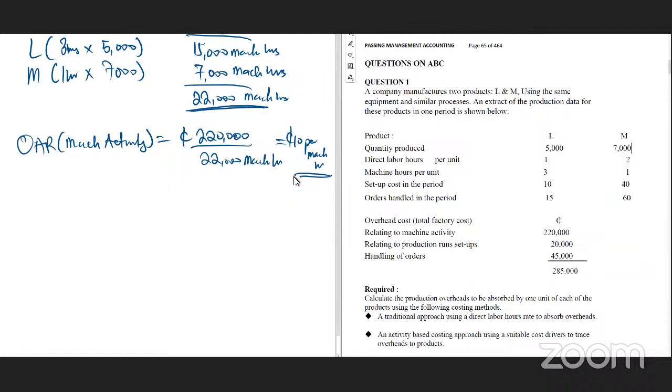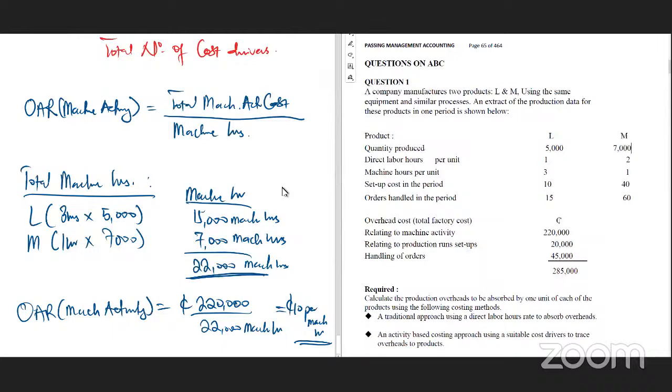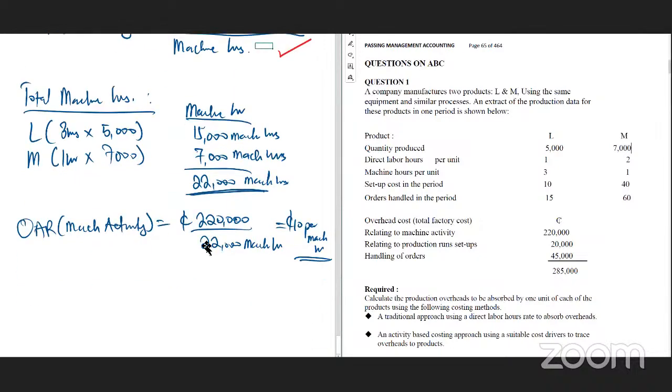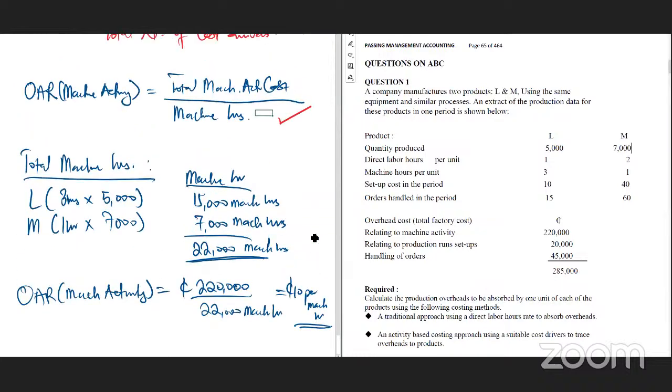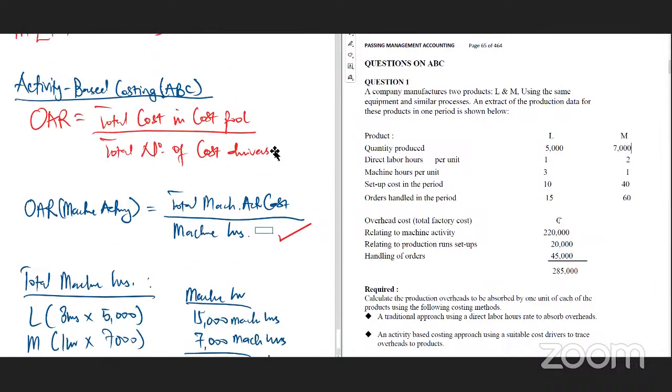So now that we have 10 per hour, we try the other ones too, right? So you see, the examiner actually marks the formula for each of the OAR. Students do not know. A lot of students will dive straight to the 220 over 22,000. They lose marks. I teach you from the exam focus. So they mark the main one.